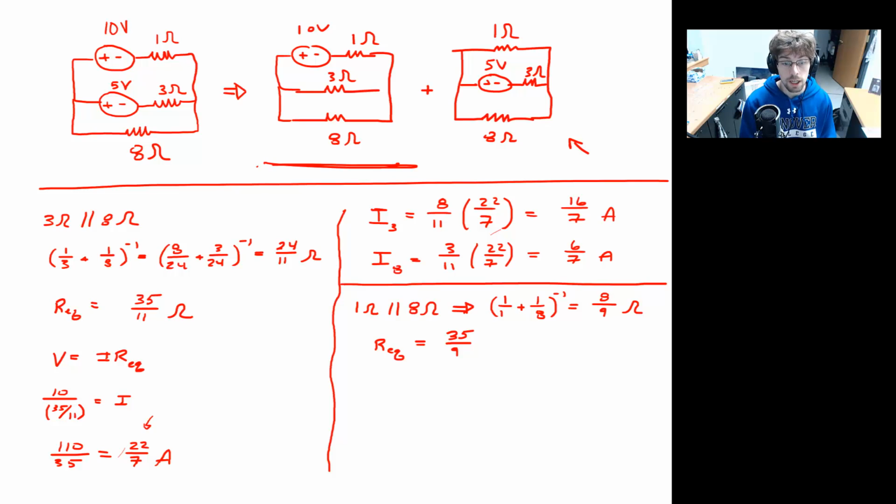Well, if it's 35 over 9, that means that the current provided by the 5-volt source, so this was the 10-volt source, the current provided by the 5-volt source is 5 divided by 35/9, or if you prefer, 9/7 of an amp.